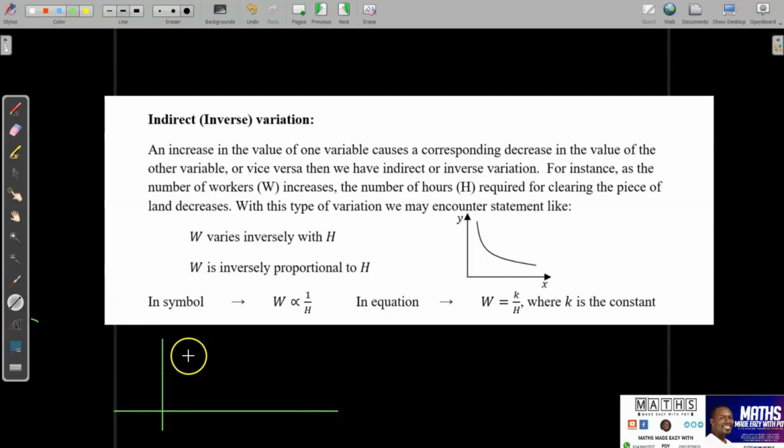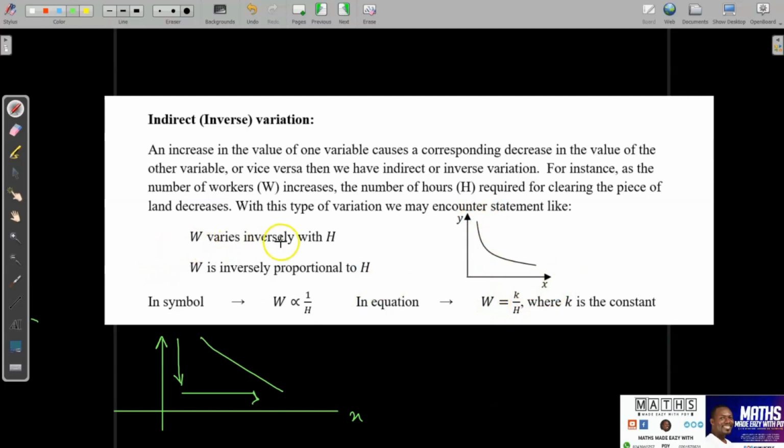You can also draw it as this. As s increases, because as you move towards the right, s values increase and y values decrease, so it is coming downwards. Therefore, the drawing will be like this. It will be a negative gradient kind of graph, or you can also draw it as a curve like this.